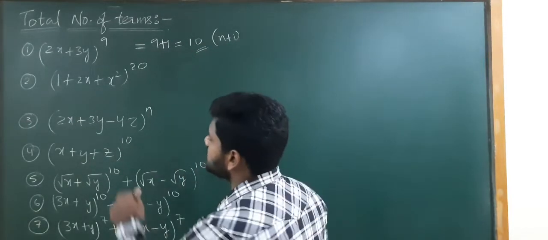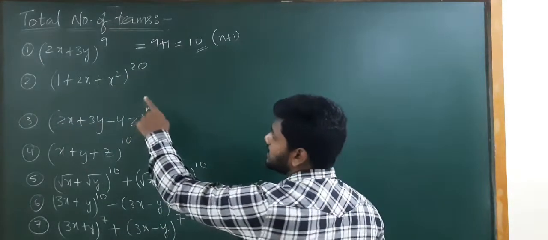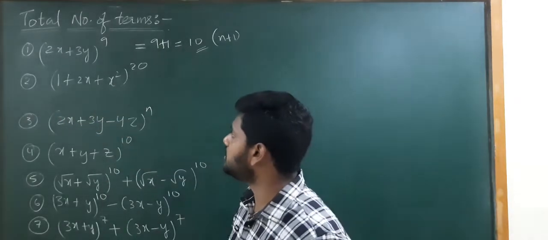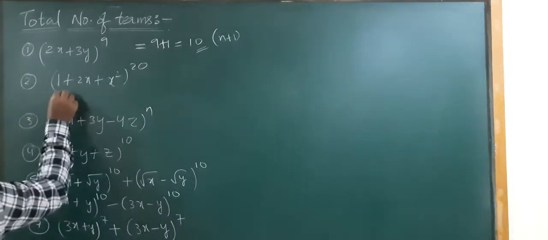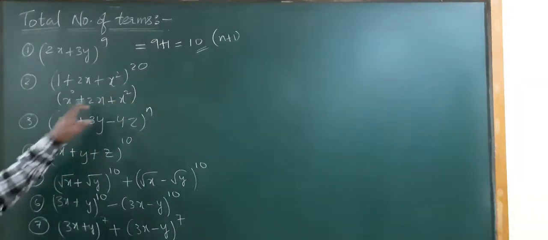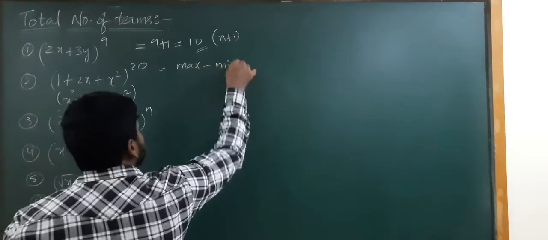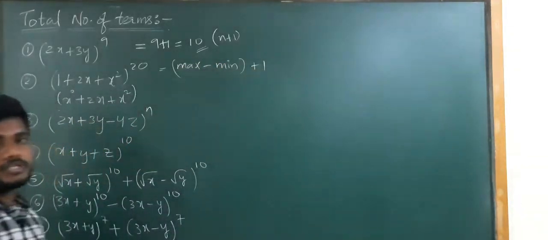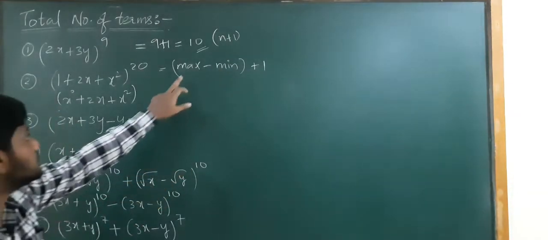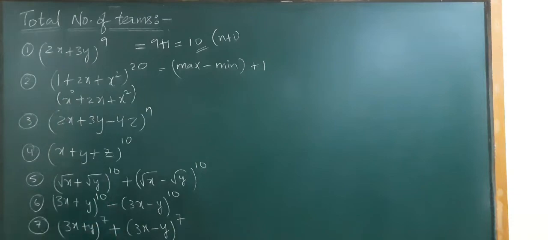Now another question, (1 plus 2x plus x square) whole to the power of 20. This is like the second type, having more than 2 variables, right? Here we can also write it as x power 0 plus 2x plus x square. For this type of question I have given the formula: maximum minus minimum plus 1. You may not understand what maximum and minimum are here. Maximum is the highest degree it will have, and minimum is the lowest degree it will have.